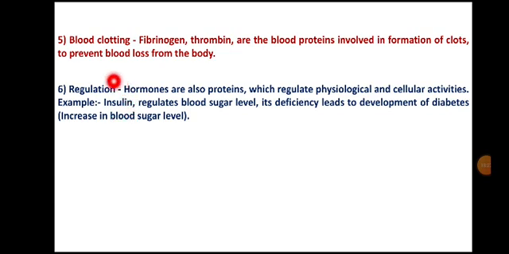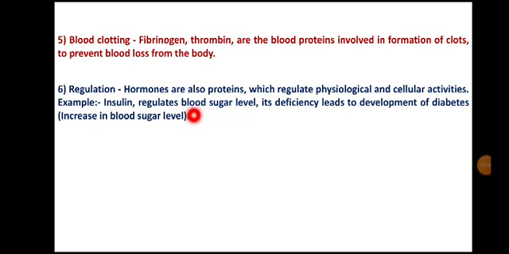Then the next function of protein, they are involved in regulation. So there are proteins in a mammal's body or in plants which are responsible for the regulation of metabolism. So regulation of metabolism, these proteins are called as hormones. So hormones are the proteins which regulate physiological and cellular activities of the body. A very common example is insulin protein. So insulin is a protein which is present in mammals body that regulates blood sugar level.